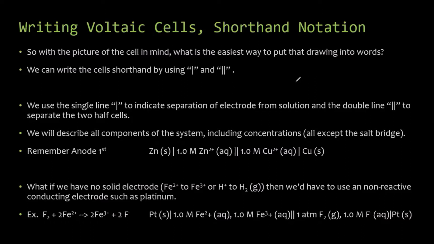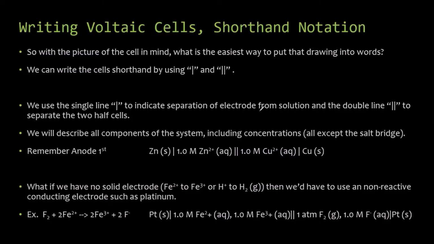Now, we're not always going to have a solid going to a solution. We might have a situation where a solution is just being partially oxidized, or we're going to a gas, so we're not forming a metal component. So what if we're going from iron 2 plus to iron 3 plus? Both of these are aqueous, so we may not have a solid electrode. What if we're going from hydronium to hydrogen gas? You're not going to have an electrode right there.